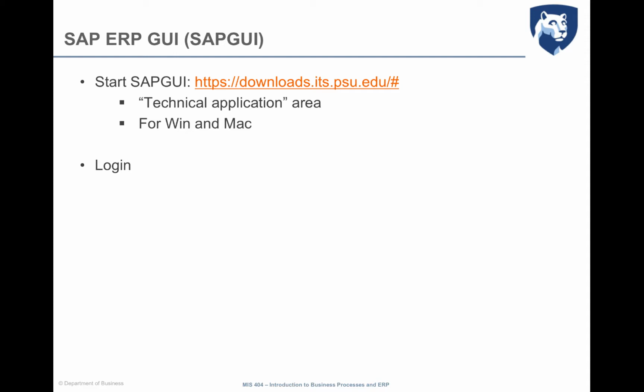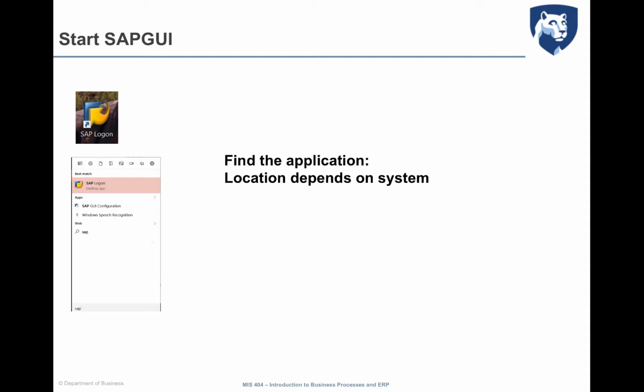First of all, in order to use SAP ERP, you have to download the SAP interface from the Penn State University download area. I put the link, so go there, click technical application area, and there you see the SAP GUI for Windows and Mac. Download and install it, and then you have to log on to the application. This is the example for the Windows system.